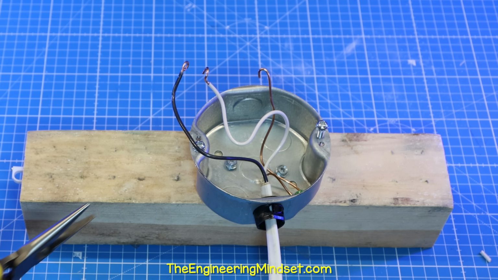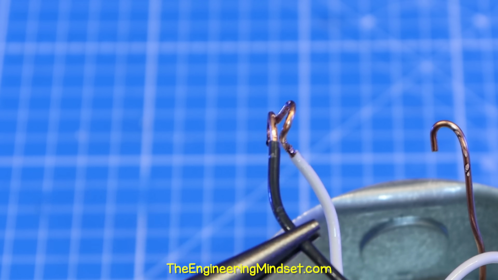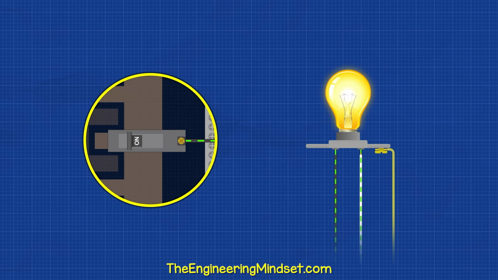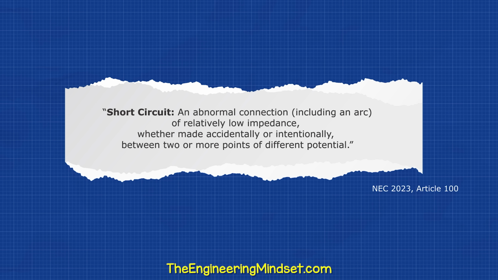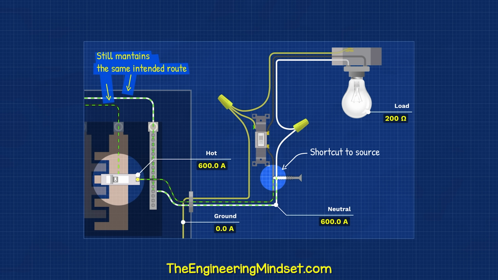Now, a short circuit occurs when the hot and neutral come into contact. There is little to no resistance in these wires, so an extremely large current will instantly flow and trip the breaker. The NEC defines a short circuit as an abnormal connection of low impedance between two or more points of different potential. During a short circuit, the current remains within the intended route. It just took a shortcut to get there.